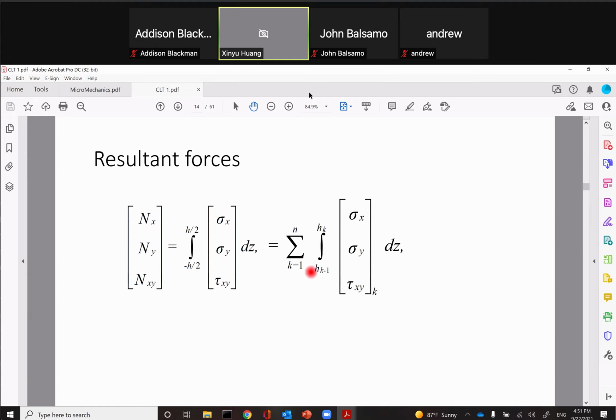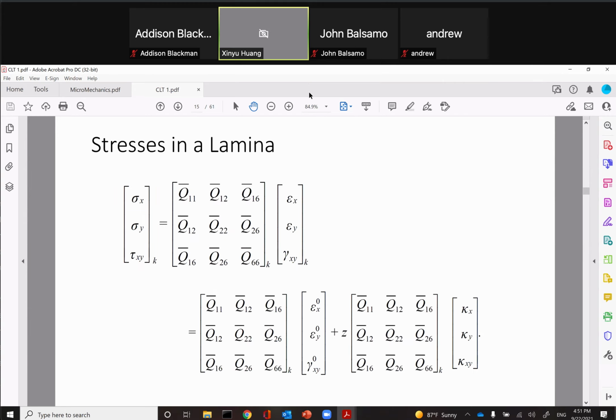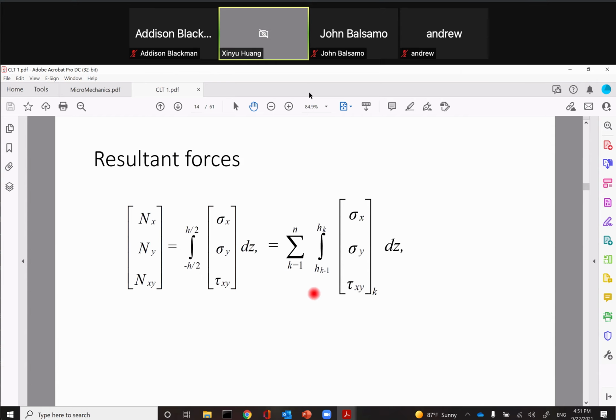Each interval represents a layer. If there are a total of n layers, you integrate from layer 1 to layer n, and each layer you sum together, right? So nothing changed except that you basically evaluate this integral in n intervals, okay? You sum them together. And then we can further substitute sigma x, sigma y, tau xy with strains. We know there's a linear relationship between them. You can substitute all these stress terms with these terms.